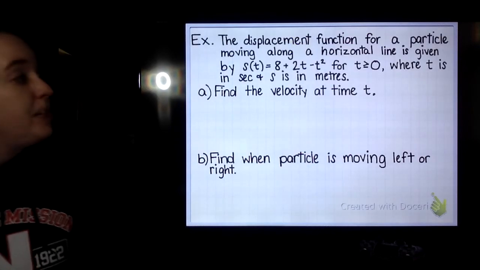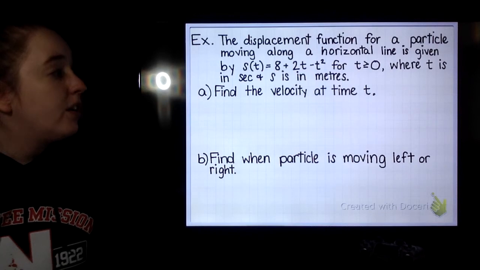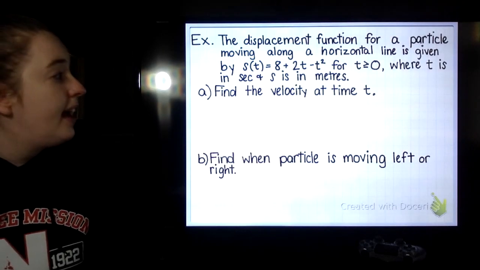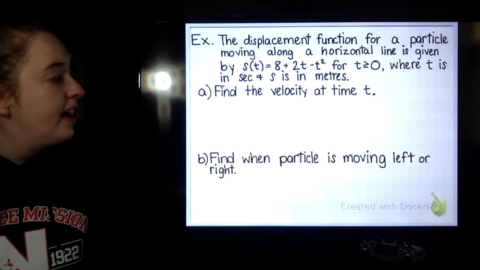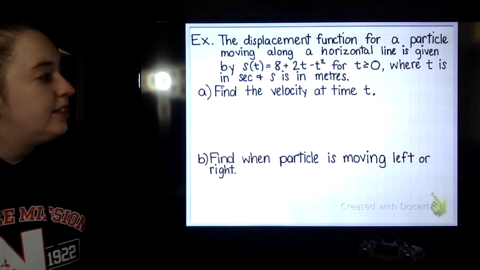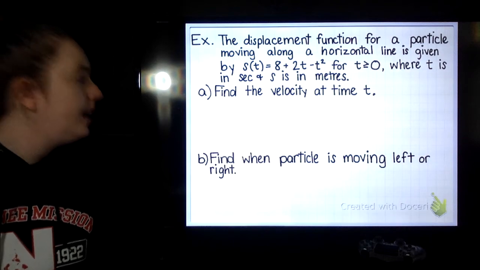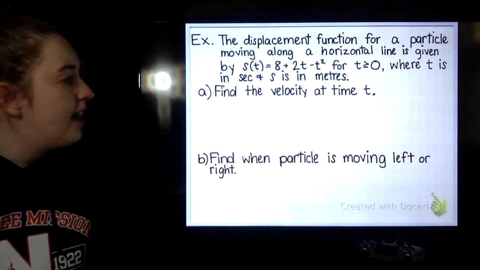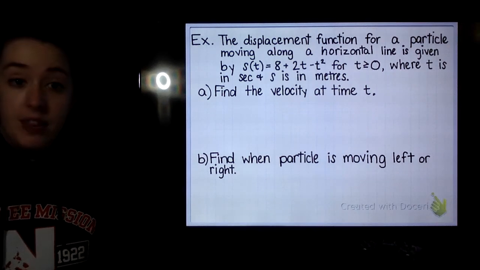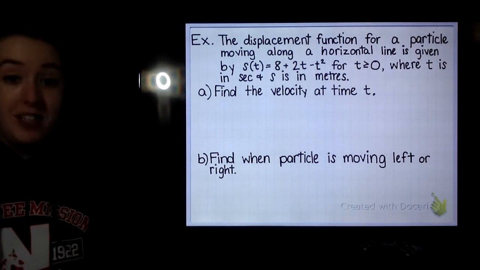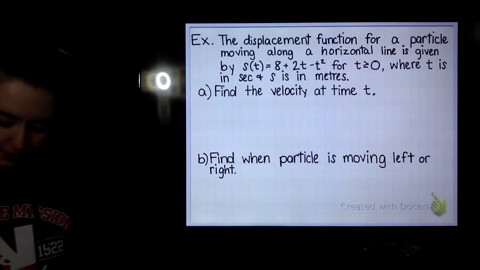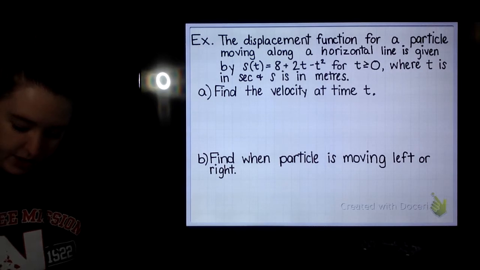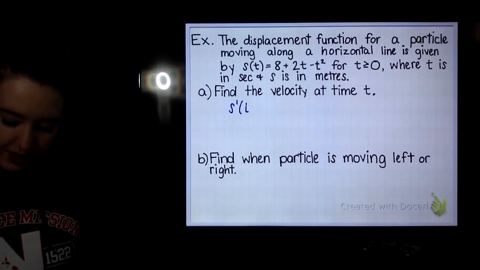So the displacement function for a particle moving along a horizontal line is given by S of t equals 8 plus 2t minus t squared, for t greater than or equal to 0, where t is in seconds, and S is in meters, spelled the British way. Okay. Find the velocity at time t. So basically what they're asking for in this is just, what's the velocity function? Remember, to find the velocity function, we want to take the derivative of our displacement function.